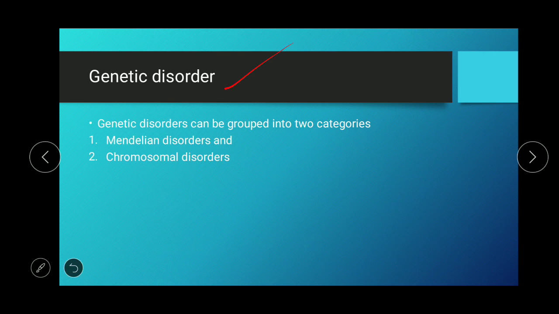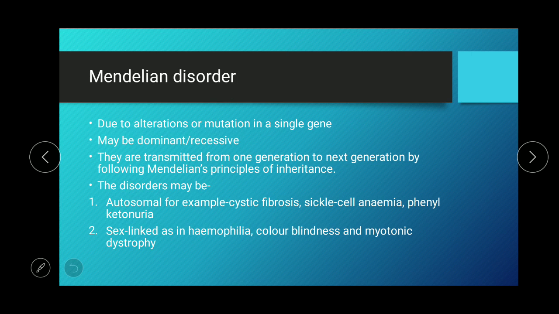Now come to genetic disorder. So how will we do this? The genetic disorders can be grouped into two categories, that is the Mendelian disorders and the chromosomal disorders. So first of all we will see about Mendelian disorder. Mendelian disorder is due to alteration or mutation in a single gene, and it can be dominant or recessive.